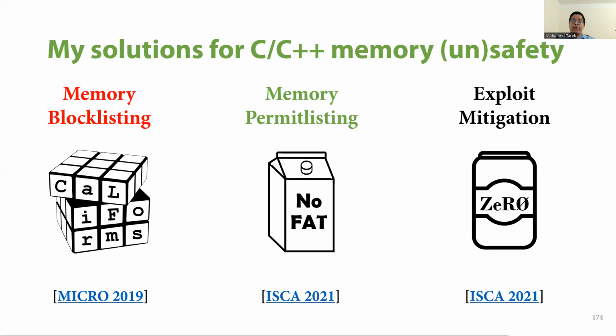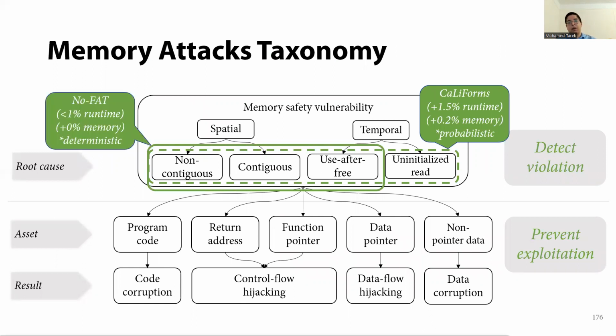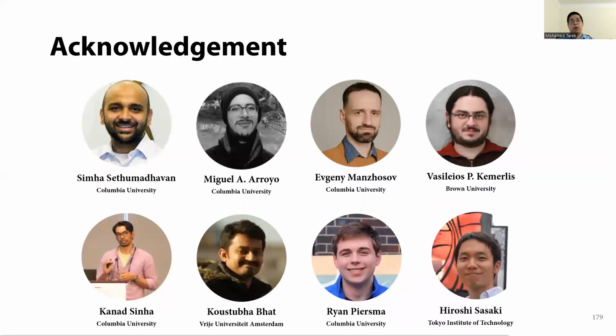And that's how we fix the memory unsafety problem in C and C++. By blocklisting accesses to dead memory regions using CaLiForms, permitlisting valid memory accesses with no FAT, and protecting important program assets such as pointers with ZeRØ.